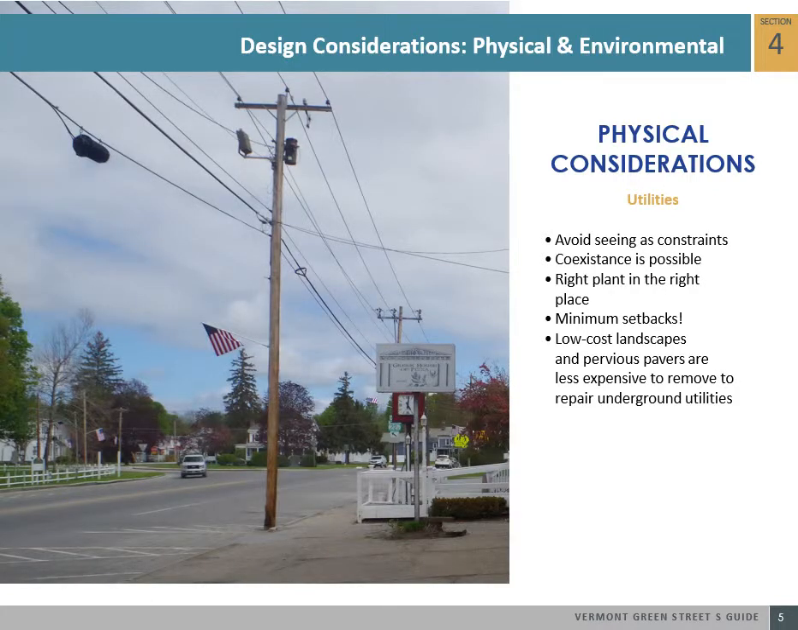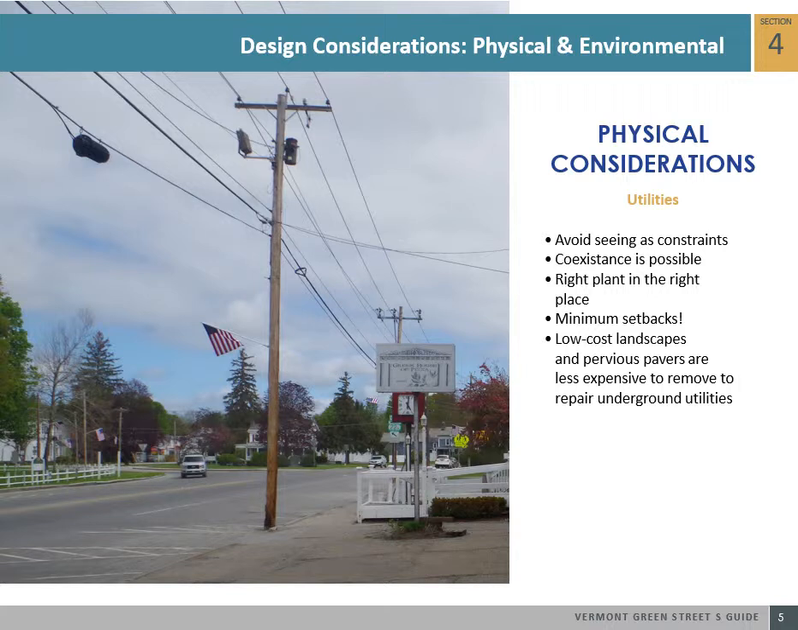Another physical consideration is utilities. Above and below ground utility conflicts are among the most commonly perceived physical constraints to implementing green streets projects. However, utilities and stormwater systems can coexist with the right site conditions and stakeholder support. Understanding and communicating different approaches to dealing with potential utility constraints is critical as they range in cost and complexity.